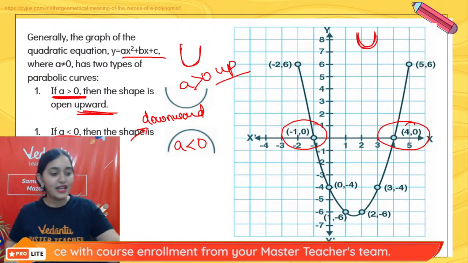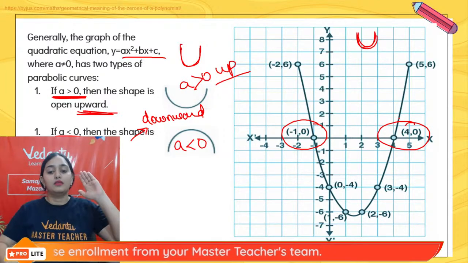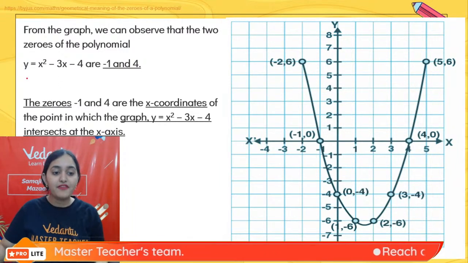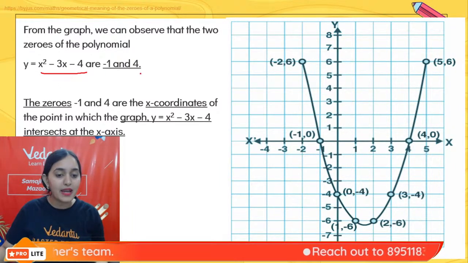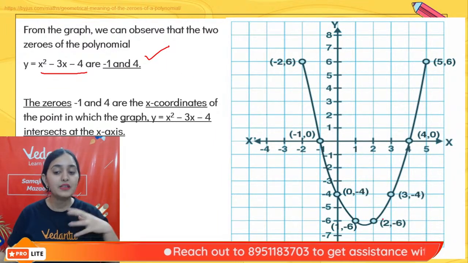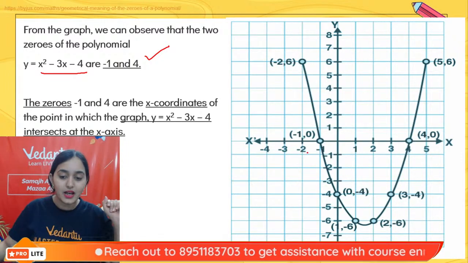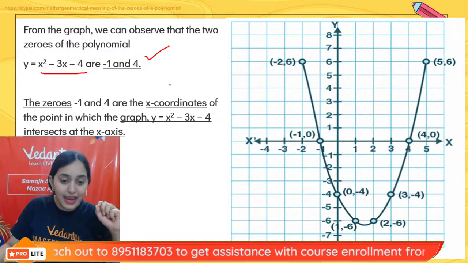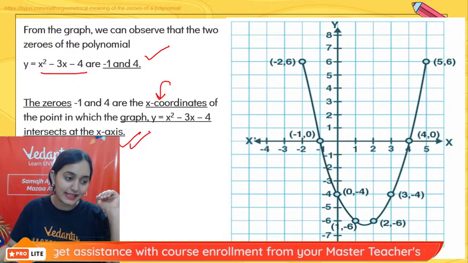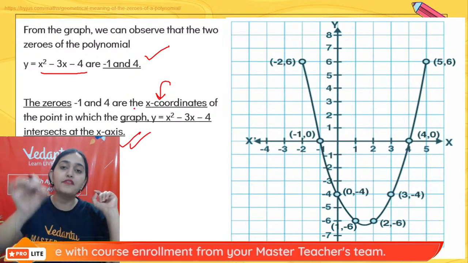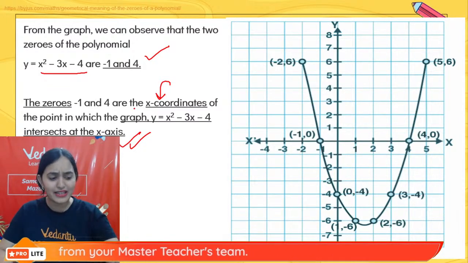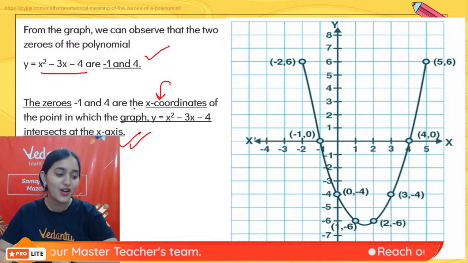Okay. Haanji. So -1, comma 0 and 4, comma 0. ठीक है? So for this particular graph, y is equal to x square minus 3x minus 4. -1 and 4 are the zeros of this polynomial, and it is basically the x coordinates of the points where the graph is intersecting the x-axis. X coordinate of the point where the graph is intersecting the x-axis. Right, Mayank? Very soon I am going to ask this question. Okay.